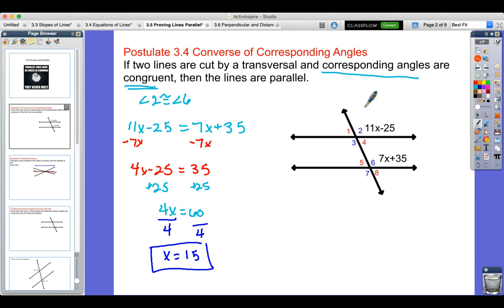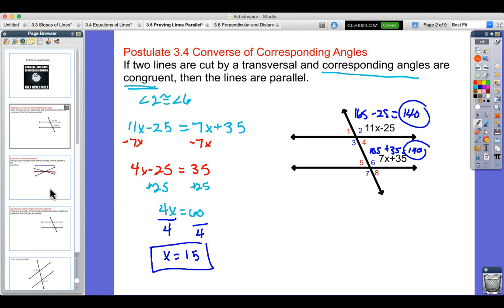I'm going to bring up my calculator. You can't see it from your end, but I can see it from my end. We're going to do 11 times 15, which is 165. 165 minus 25 gives me 140. Now let's do it down here: 7 times 15 is 105, plus the 35 is 140. Look at that. They're the exact same. So we did good. Good job, y'all.